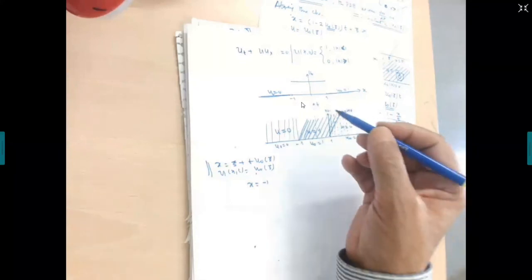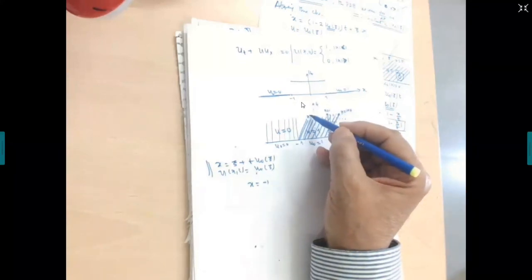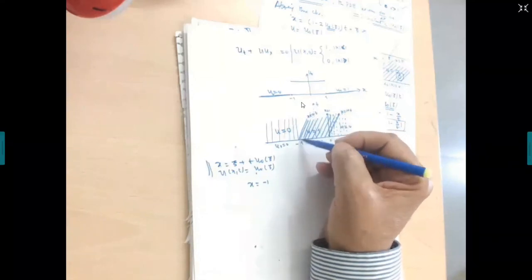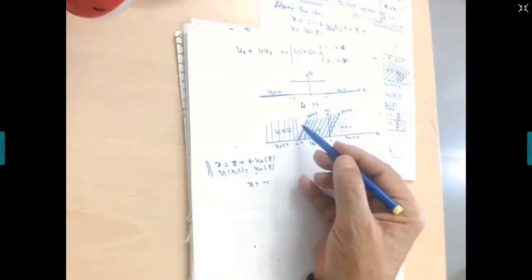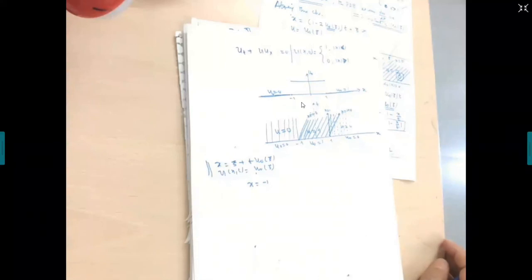So x is equal to -1 to x is equal to -1 plus t. So minus 1 plus t, x is equal to -1 plus t. This is your leading, this is your trailing characteristic issuing from here. If this is a leading, this is a trailing. But there is no intersection of characteristics, then why introduce a discontinuity?